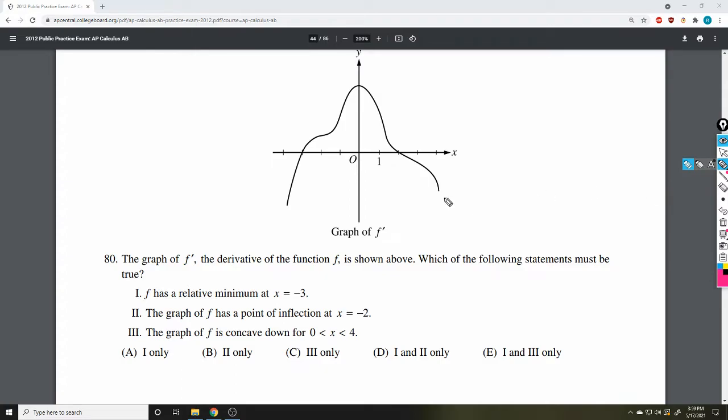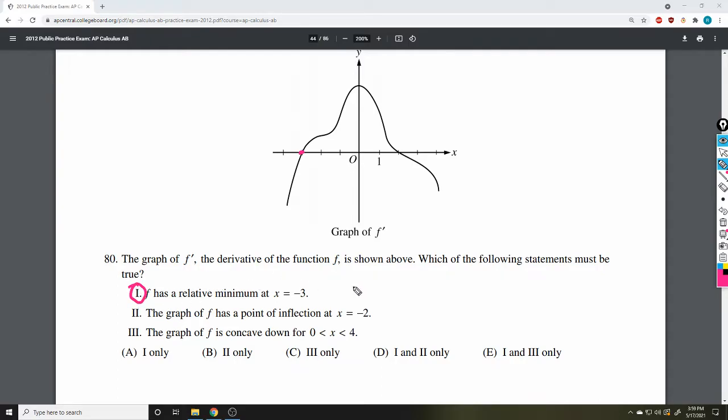Here's your graph of f prime. So we've got 3 different statements. We need to pick the ones that are true. So f has a relative minimum at x equals -3. So at -3, our f prime is here. Well, it looks to be at 0. And it looks to be changing from negative to positive. So since f prime is changing from negative to positive, that means we've got a minimum. So that one is true.